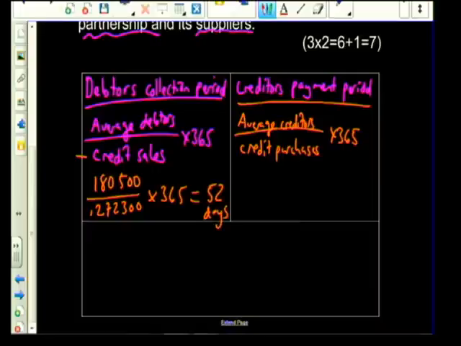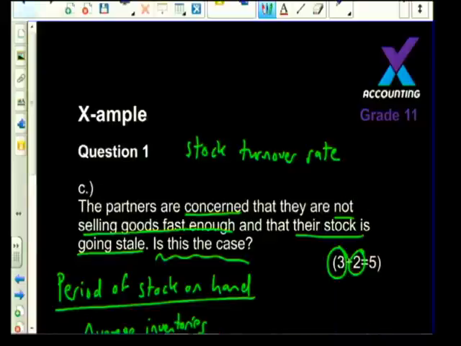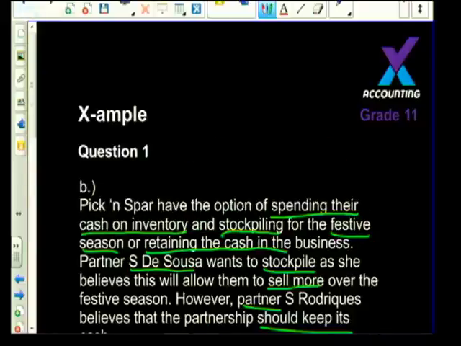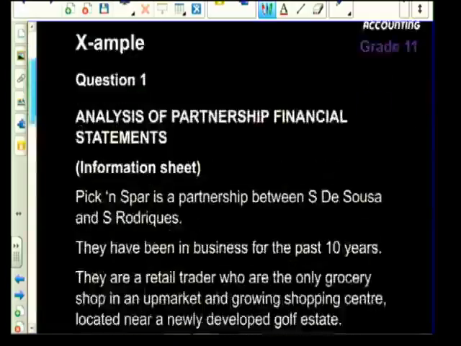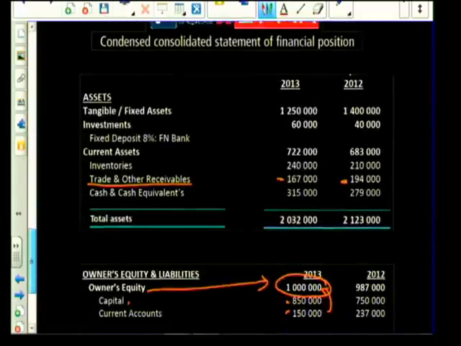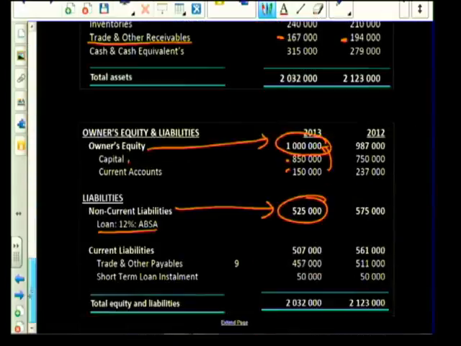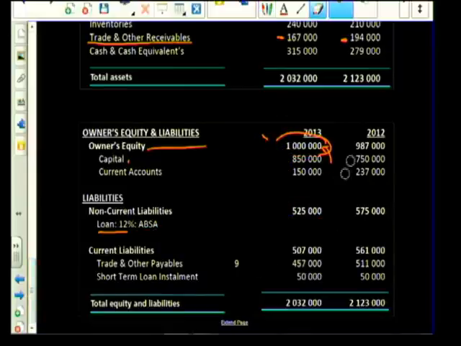52 days. If we have to do the creditors payment period, we're going to do exactly the same, except we're going to use average creditors and put it over credit purchases. So if we go back to the information here, we need our average creditors at the top. So we need to go and look at our trade and other payables. And our trade and other payables we see at the bottom here.